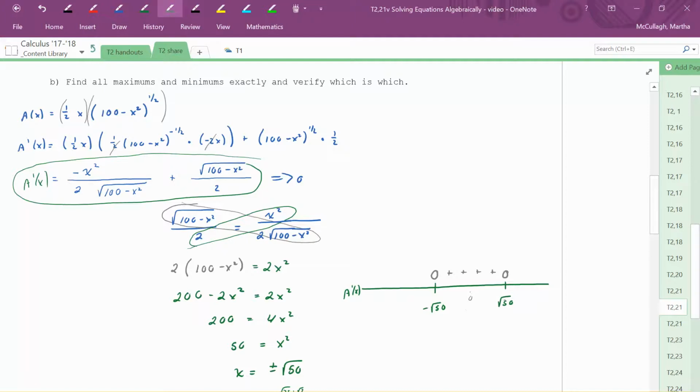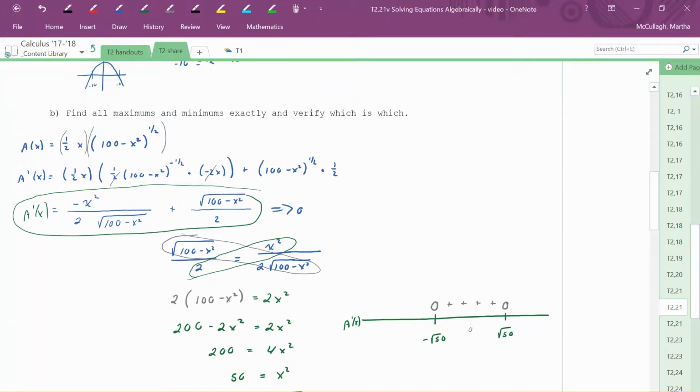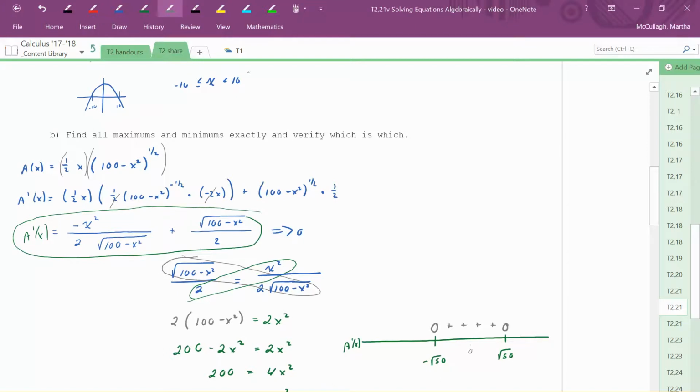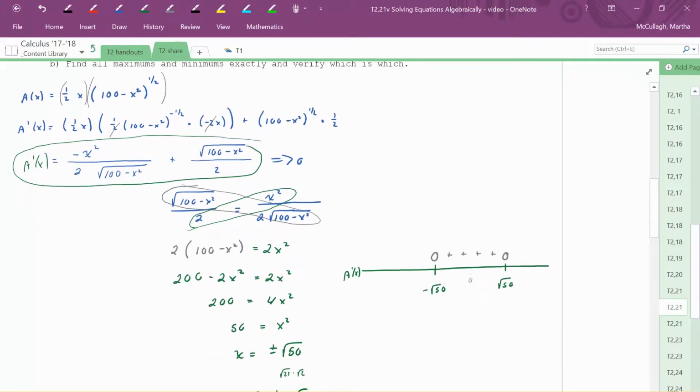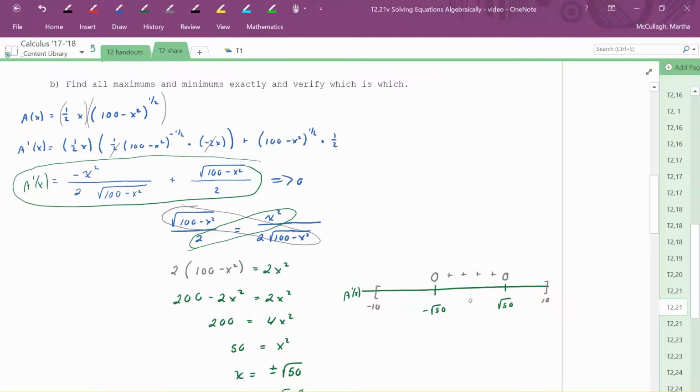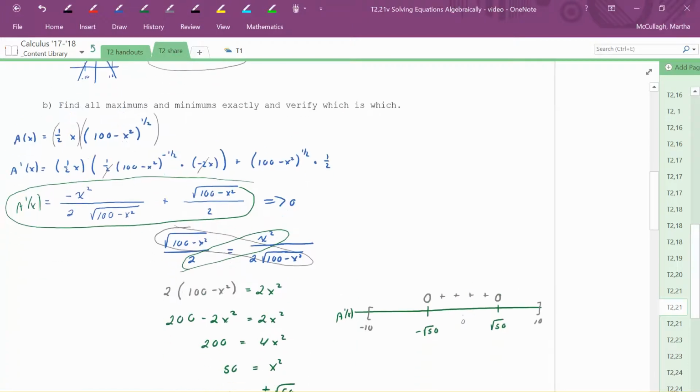If I plug in something larger than root 50, and thinking about an end value, well, we know that x has to be between negative 10 and 10, so let's look at our negative 10 and our 10 values. What happens when x is between square root of 50 and 10? It can go up and it can equal 10, so we can even plug in 10. If I plug in 10 here, am I allowed to plug in 10? No. If I plug in 10, I've got a 0 in the denominator.